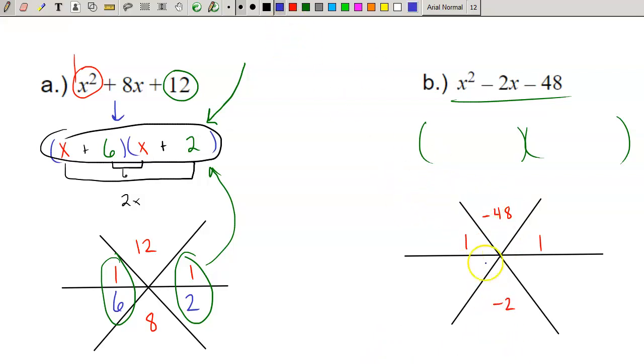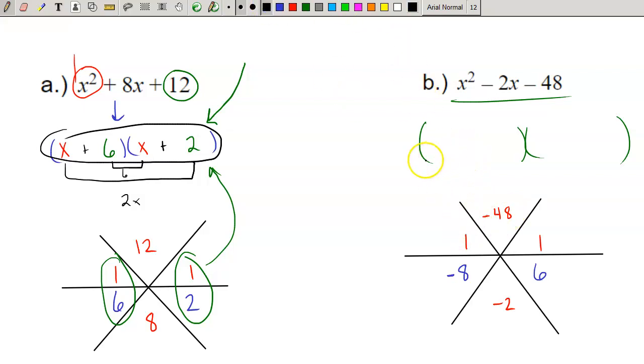So then we're going to think about what is going to multiply up to negative 48, but also what's going to add to negative 2. So what multiplies up to negative 48? Well, we know that 8 times 6 is 48, and one of those has to be negative. So I'm going to make my 8 negative, because negative 8 plus 6 is negative 2. And I know that negative 8 times 6 is negative 48. So this is the correct combination that I have here.